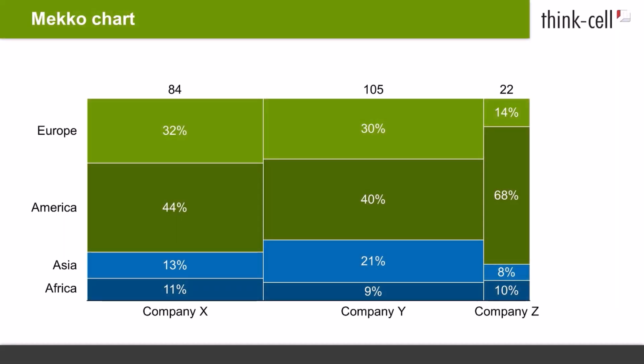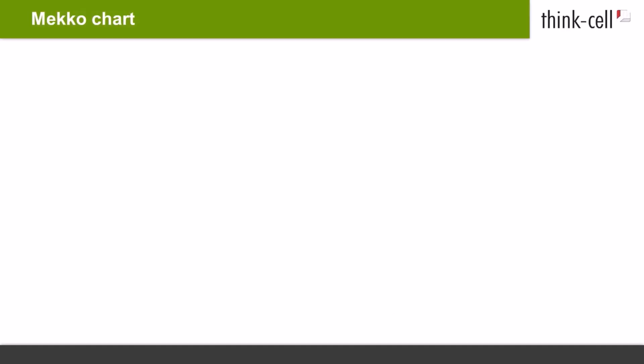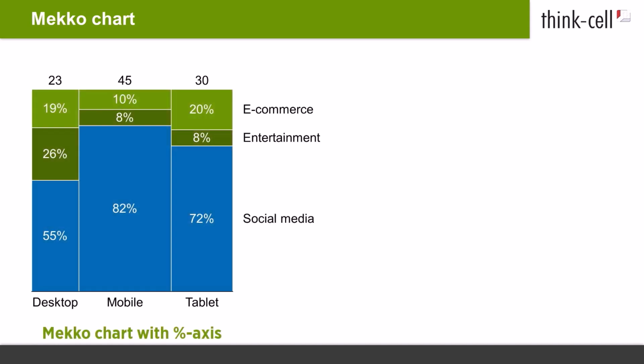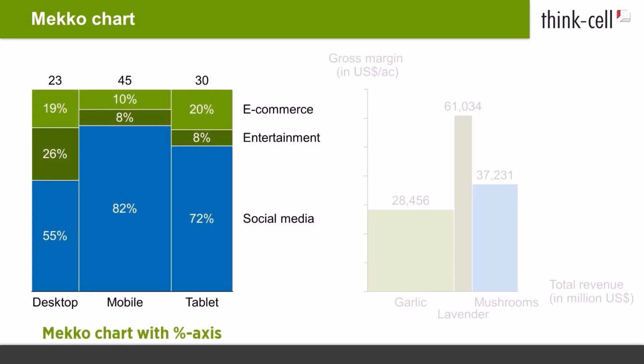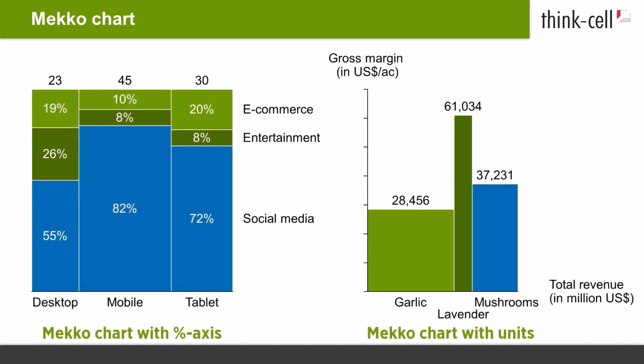A Mekko chart, sometimes also called Marimekko chart, is a two-dimensional stacked chart. In this chart type, not only the height, but also the width of a segment conveys information. think-cell offers two types of Mekko charts: Mekko charts with percent axis and Mekko charts with units. In this tutorial, we will have a look at a use case for each type to demonstrate which purposes the Mekko chart can serve.